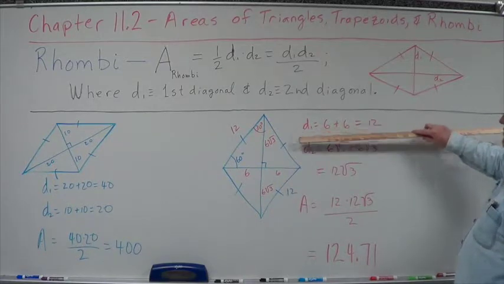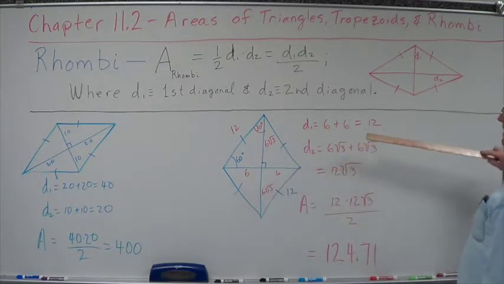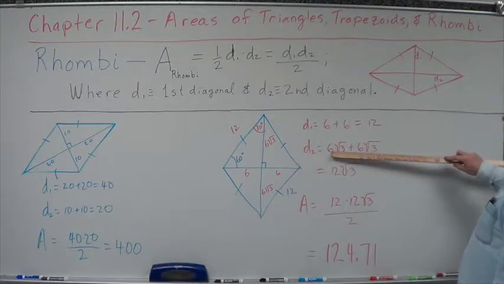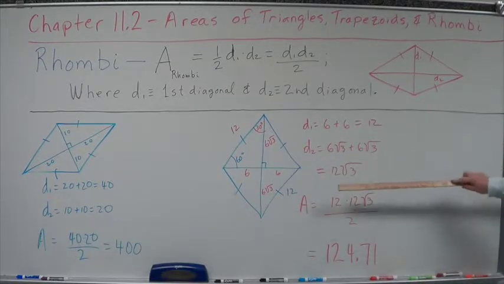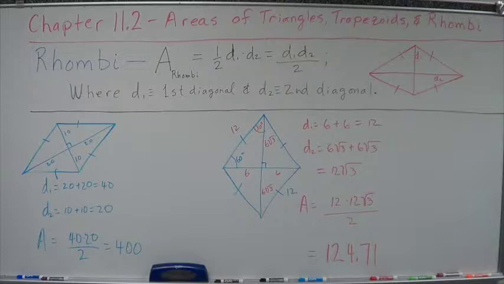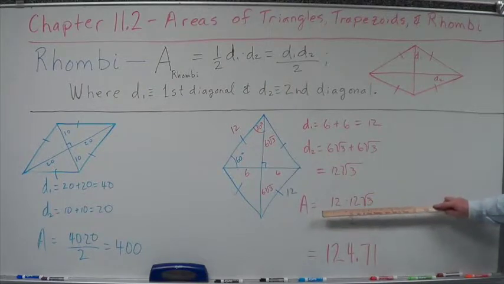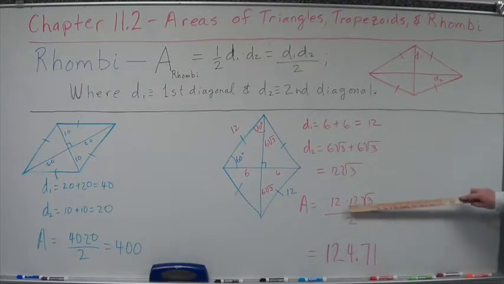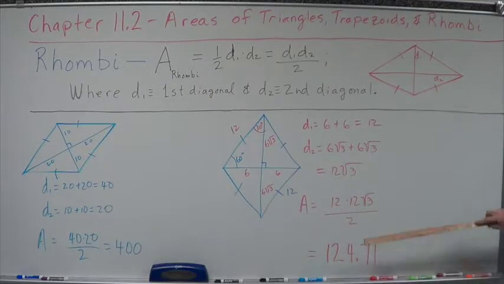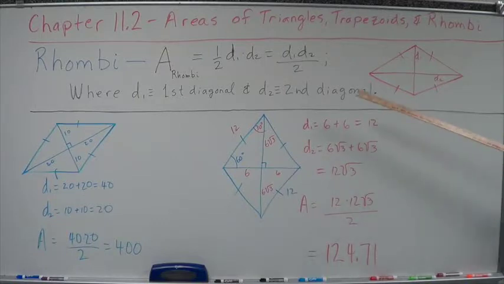So D1 I chose to be 6 plus 6. Add those two together, I get 12. D2 is 6 square roots of 3 plus 6 square roots of 3, which is 12 square roots of 3. I'm leaving it just like that. I've got 12, which is D1, times 12 square roots of 3, which is D2, all divided by 2. Do that arithmetic and you get 124.71. So on this one we had to know about special right triangles, or we would have to use trigonometric ratios to get that. Okay?